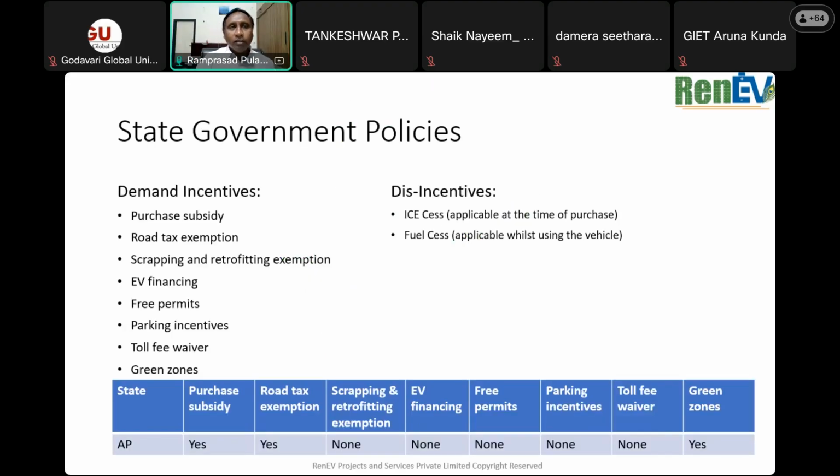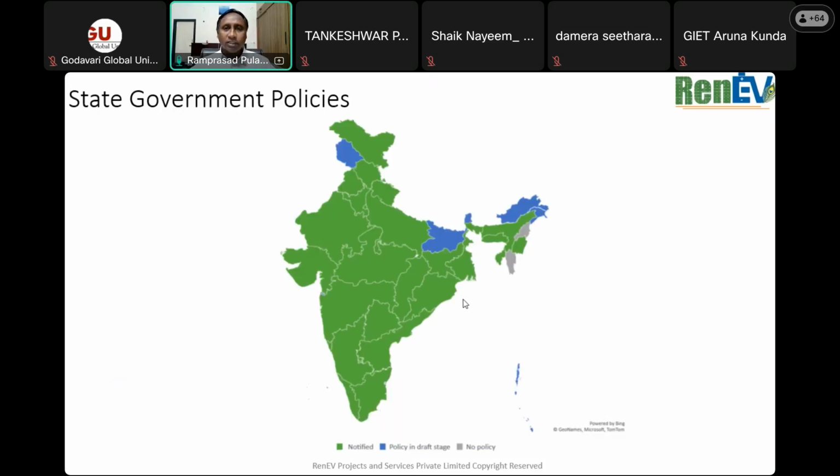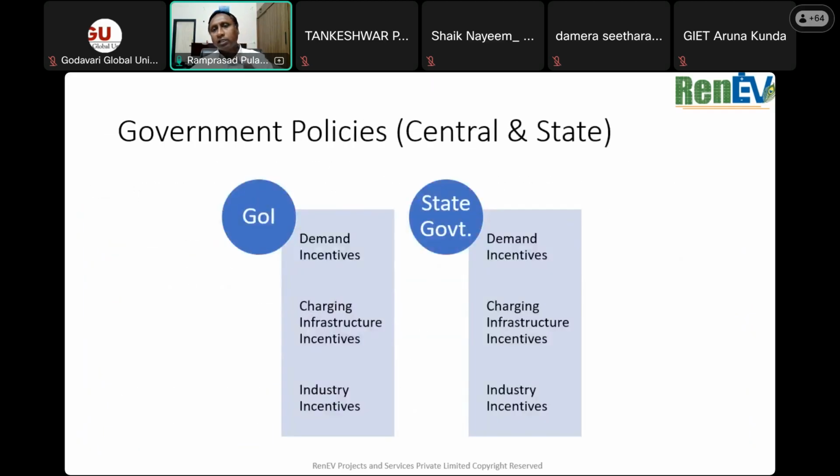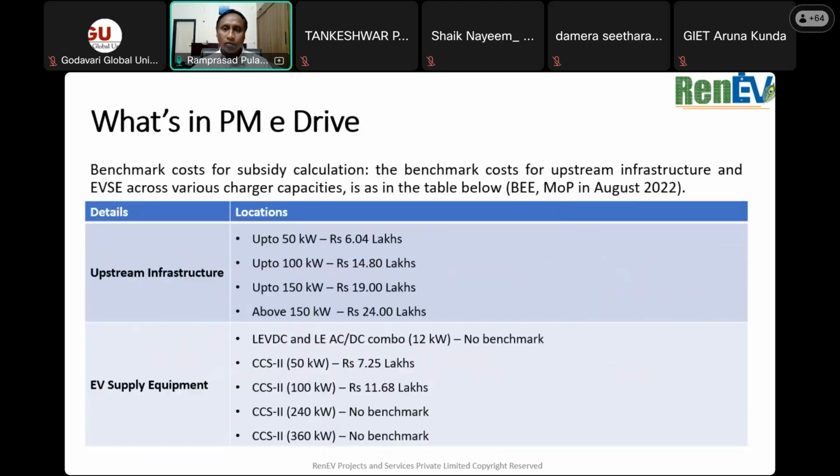Now let us see what are the state government policies. Like we mentioned previously, these are the three sorts of incentives that are provided by state governments: demand incentives, charging infrastructure incentives, and industry incentives. Let us see each one of them now.